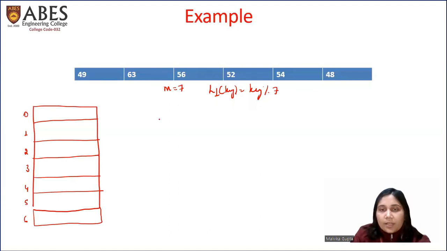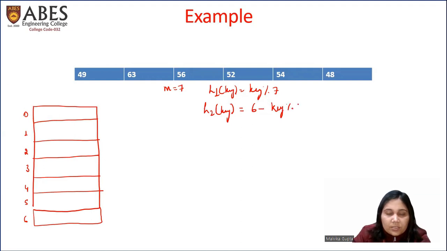Now you can understand this fact: suppose I have 7 keys. If a collision has occurred and I have to use the second hash function, H2, it means that out of 7, one of the slots has been filled, and the remaining 6 are the only slots left to be filled. So the H2 hash function will be 6 minus key mod 6. Sorry, this is going to be my hash function.